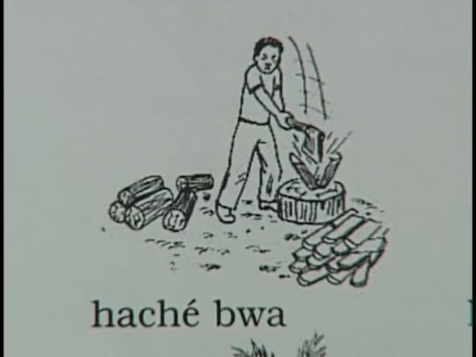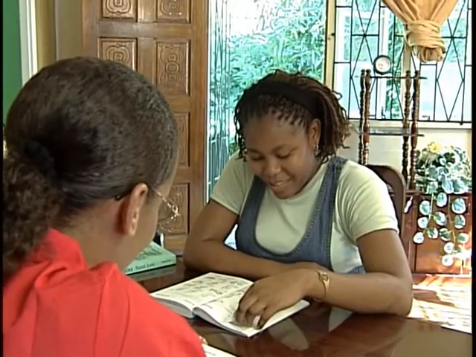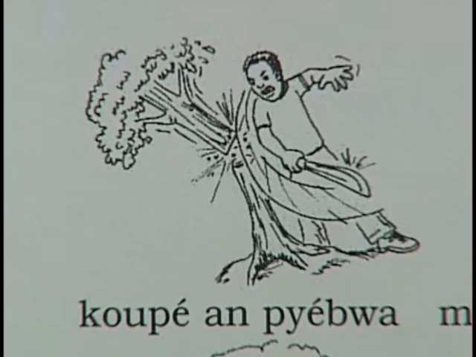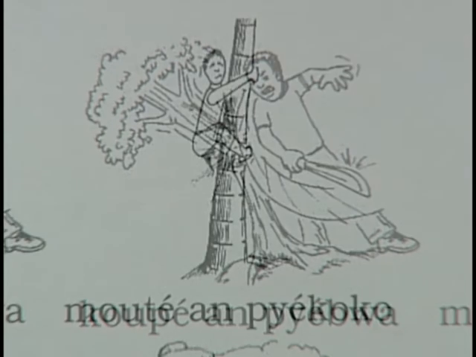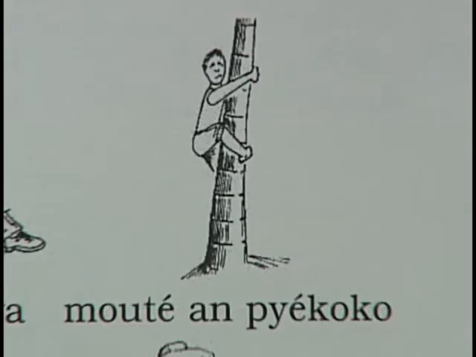Okay. Hache bwa. Ika hache bwa epi un hash. What was that word? Don't tell me. When they had this verite, bio. Bio. Oh, okay, the block. Ika coupe un pied bois et puis un coutla. Ika moute un pied coco sans.